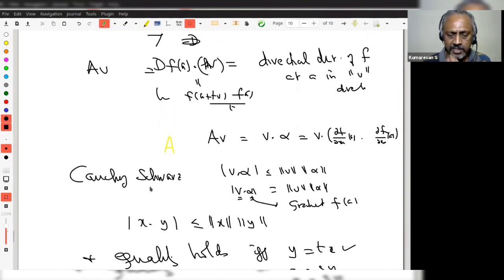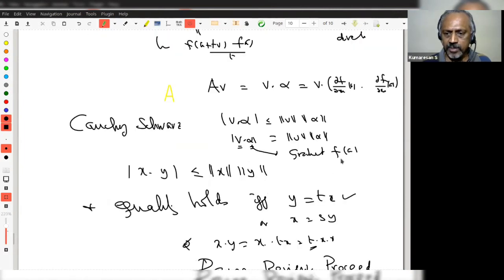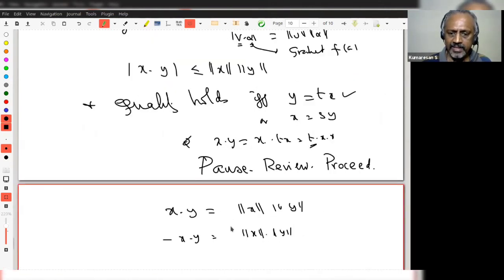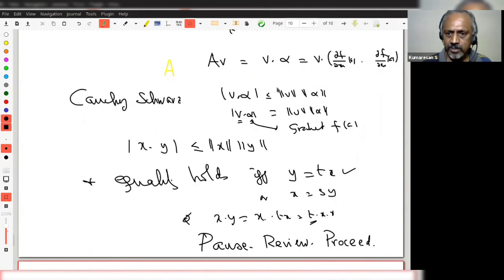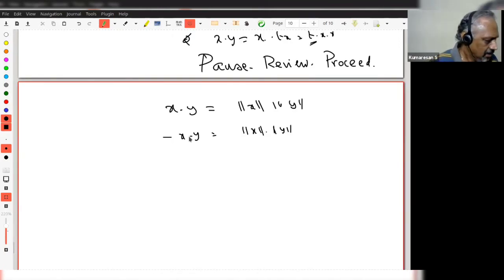But the Cauchy-Schwarz inequality tells me when the modulus of that attains a maximum. Modulus of v dot alpha is less than or equal to length of v into length of alpha, and equality holds if and only if one of them is a scalar multiple of the other. Now modulus of v dot alpha could be either v dot alpha or minus v dot alpha. So accordingly, one of them must be a scalar multiple. So this t can be worked out, and therefore you know the answer. So that explains whatever I wanted to say.